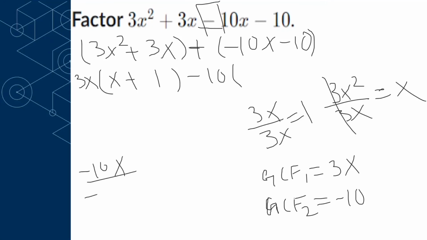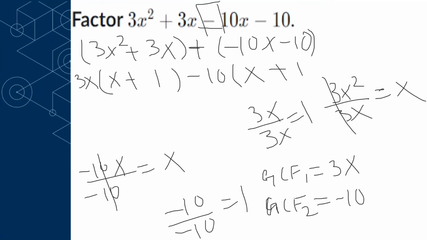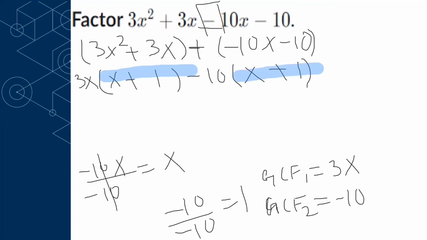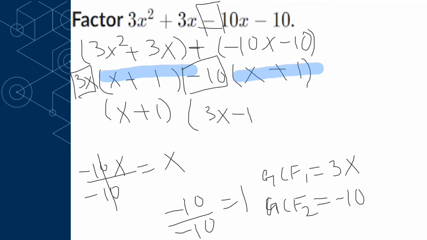Negative 10x divided by negative 10 is just x. They cancel out. Negative 10 divided by negative 10 is just positive 1. We have the common factor: x plus 1 and again x plus 1. So we probably did it right. Now let's factor out the common factors. Once we do that, we combine the GCFs, and that is your final answer.